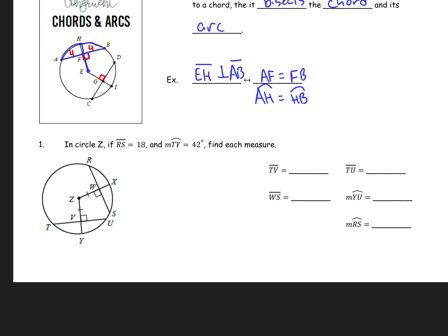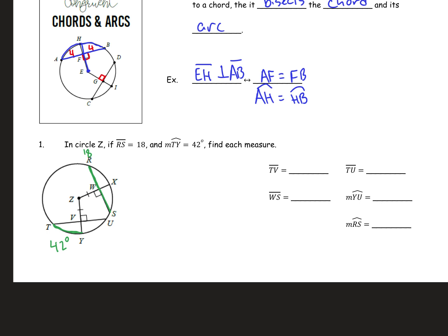In number one, in circle Z, because Z is the center, if the length of segment RS is 18 and the measure of arc TY is 42, find each measure. Given this diagram, we want to put the information on here and use it to find everything else. RS is this whole length here, the whole segment. That's 18. We are told that the measure of arc TY is 42. Now an arc is just an outside portion of the circle. So TY is right here. That's 42 degrees.